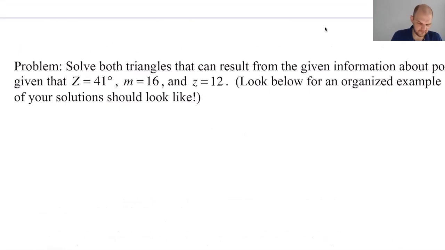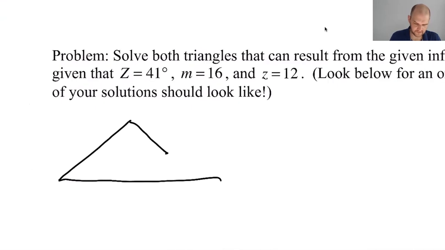All right, let's see. I'm going to draw the triangle, and it's not a real triangle, it's just a representation of our data here. So this is going to be Z. This is 41, and then this is 12, and then 16, right? So what we have is an angle, the side opposite that angle, and then some other given side. We have to decide how many triangles there are. The side opposite is not bigger than the other side: 12 is less than 16.